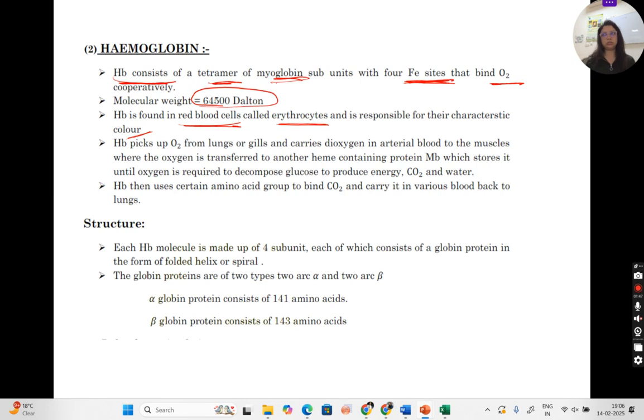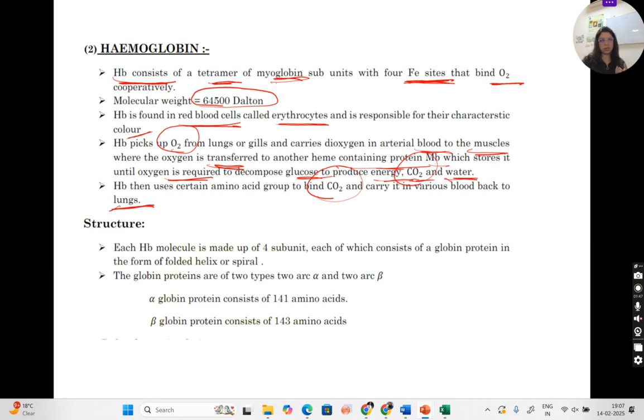Hemoglobin is found in red blood cells called erythrocytes, and it is responsible for their characteristic color, which is maroon, the color of blood. Hemoglobin picks up oxygen from the lungs and carries it in blood to the muscles, where the oxygen is transferred to another heme containing protein, Mb, which stores it until oxygen is required. It helps to decompose glucose to produce energy, CO2 and water. And then this CO2 is carried again to the lungs.